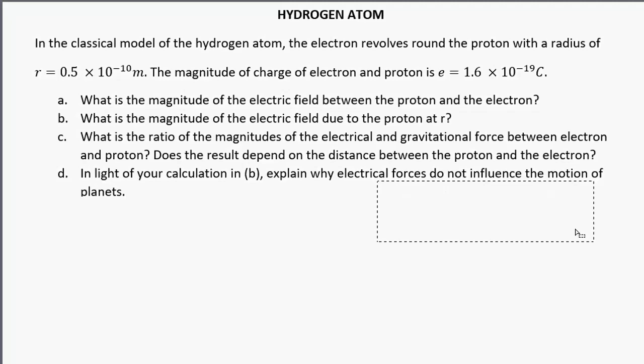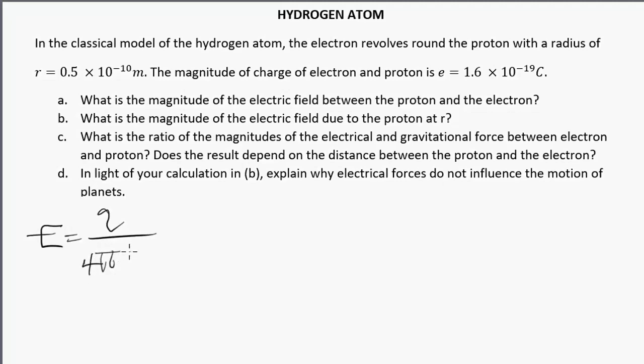The second part says, what is the magnitude of the electric field due to the proton at r? We're going to calculate the electric field this way: E equals Q over 4 pi epsilon naught r squared. Let's realize that this is the field due to the positive charge, that's the proton, at r. So we're making use of this formula to calculate it.